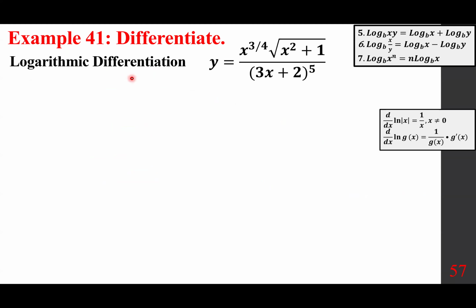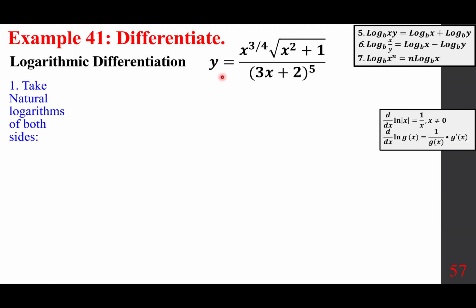Logarithmic differentiation. We have y equals x to the power of 3/4 times the square root of x squared plus 1, over 3x plus 2 to the power of 5. Logarithmic differentiation is used when the expression is involved. So what is logarithmic differentiation? Number one, take natural log of both sides.